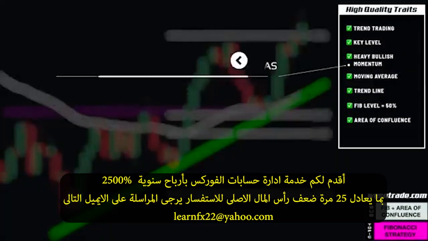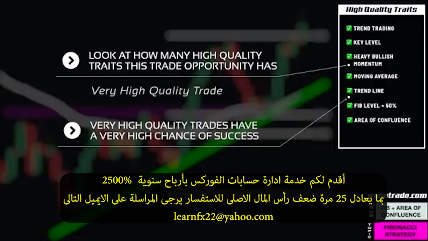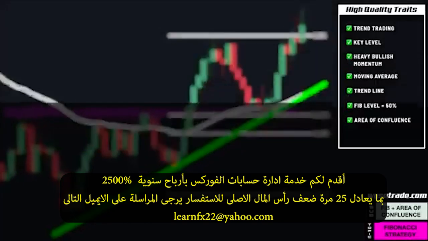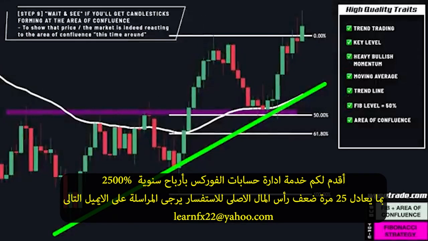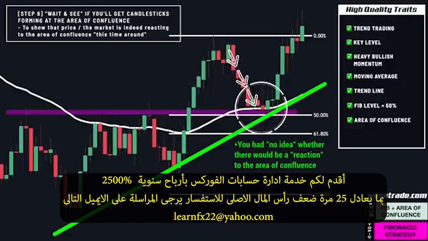Now look at all the high quality traits that are stacked in this trade opportunity. These are very high quality traits, which means they have a very high chance of success. So this part is very important. Even after all the high quality traits we have identified, as price pulled back and approached this area, you had no idea whether there would be a reaction to the area or not.